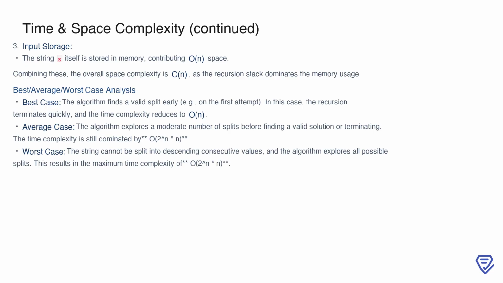For the average case, the algorithm explores a moderate number of splits before finding a solution or determining that none exist. This exploration still involves exponential growth, so the time complexity remains dominated by O(2^n * n). Finally, in the worst case, when no valid splits are possible, the algorithm exhausts all potential partitions of the string. This results in the full exponential cost of O(2^n * n), as every possible split is explored.